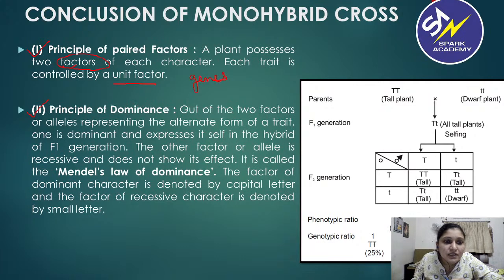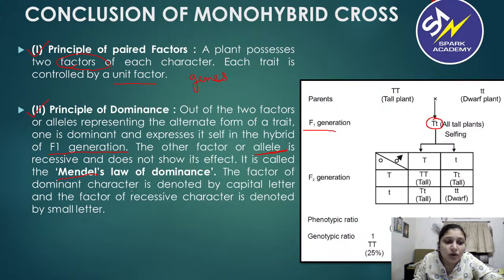The second conclusion is the principle of dominance. Out of two factors or alleles representing the alternate forms of a trait, one is dominant and expresses itself in the hybrid F1 generation. Whoever is dominant is expressed here in the F1 generation. The other factor or allele is recessive and does not show its effect. Whoever is recessive can't be expressed. That is known as Mendel's law of dominance.